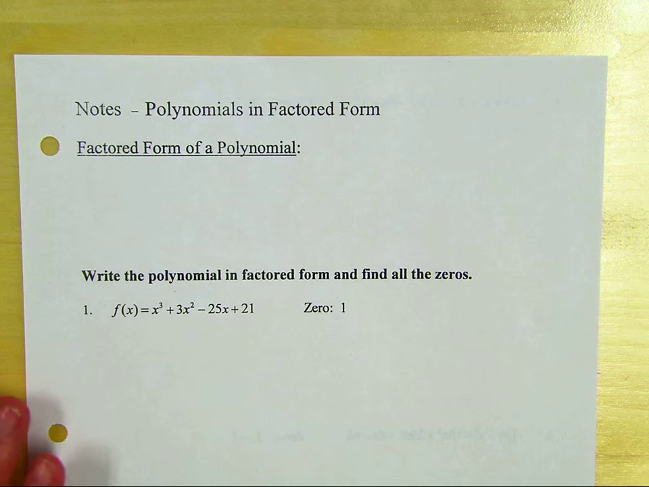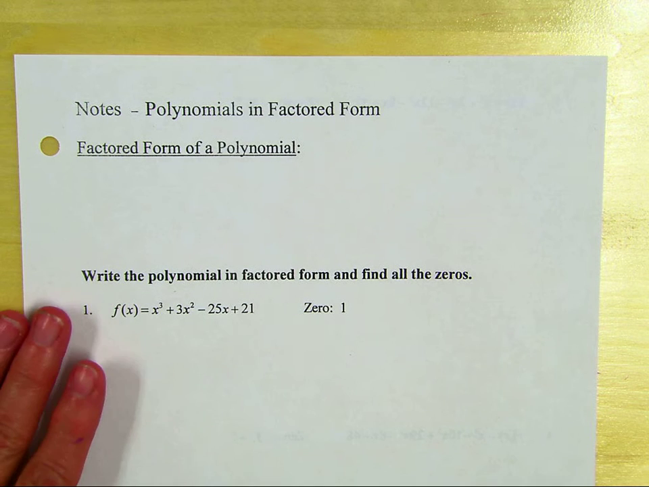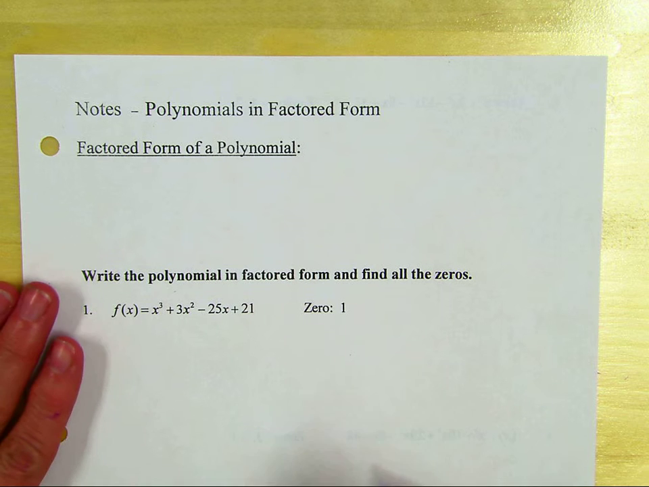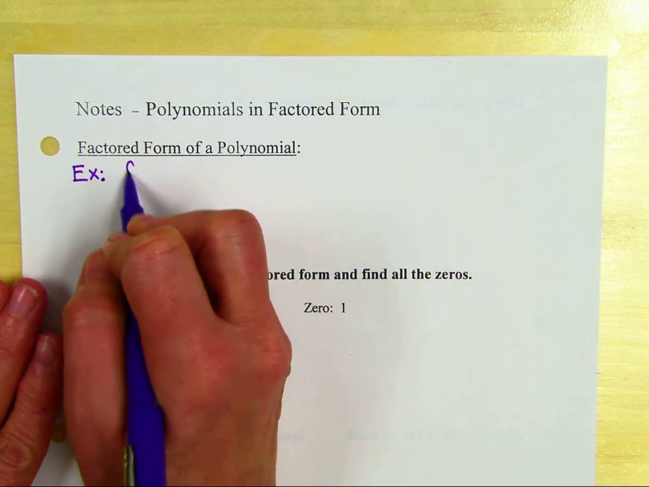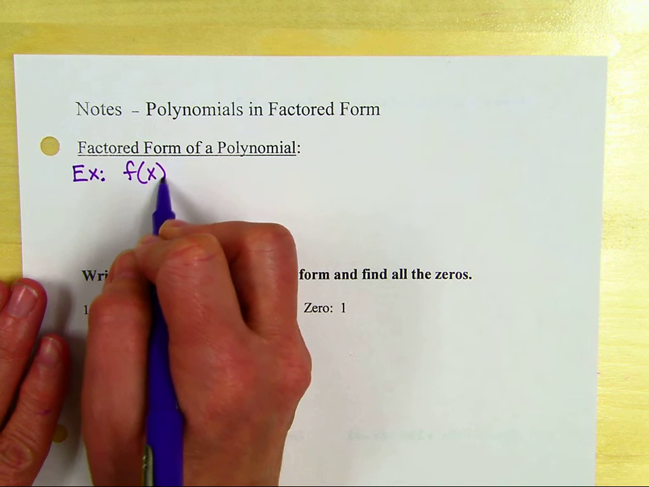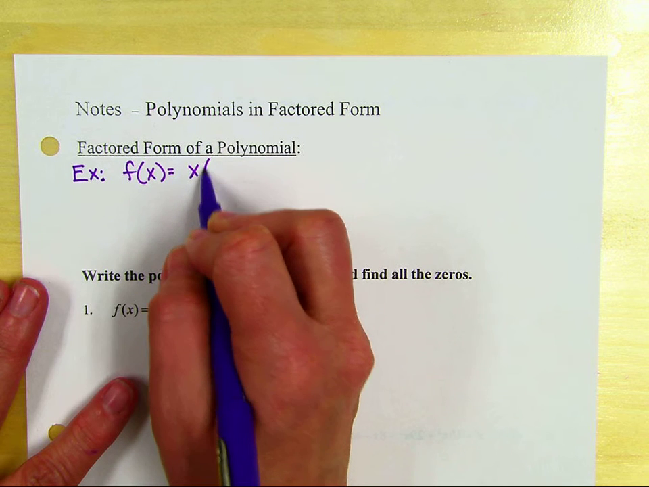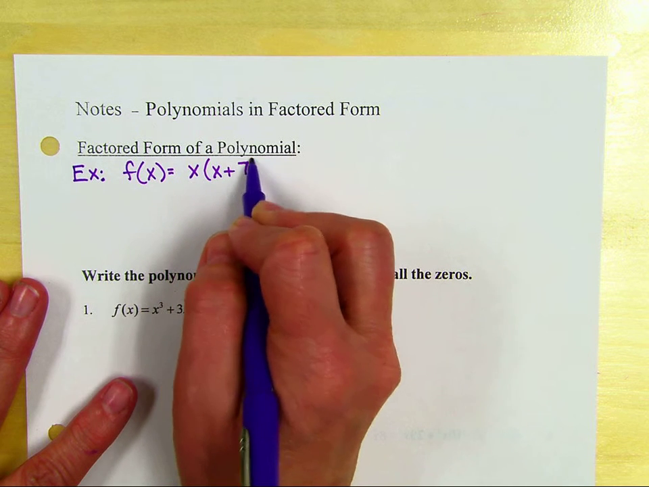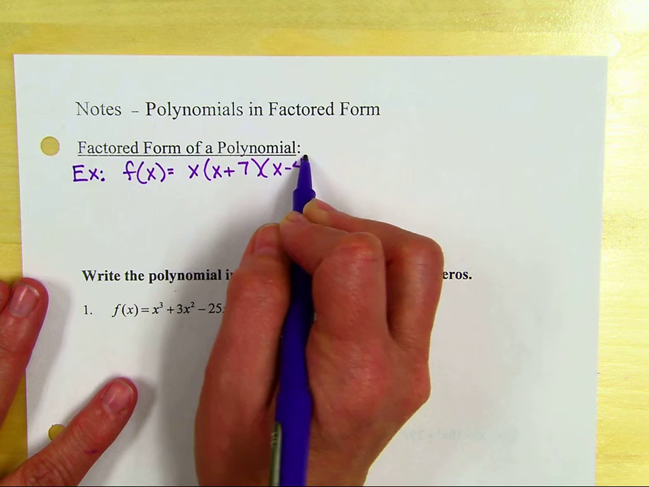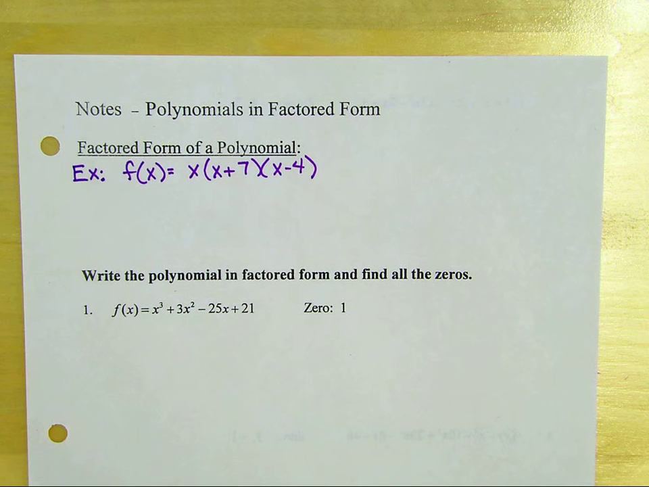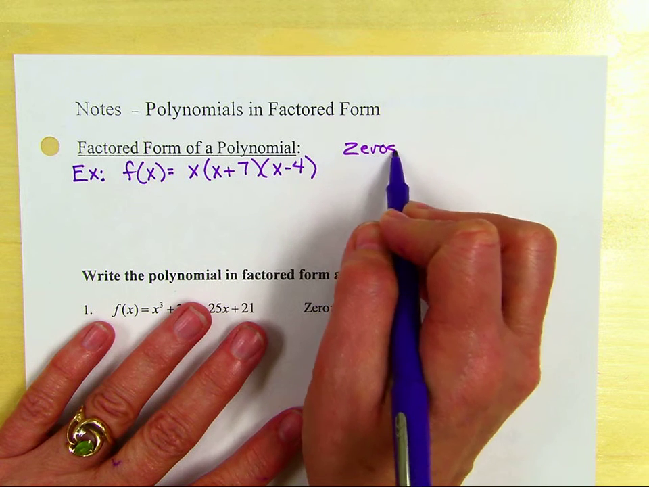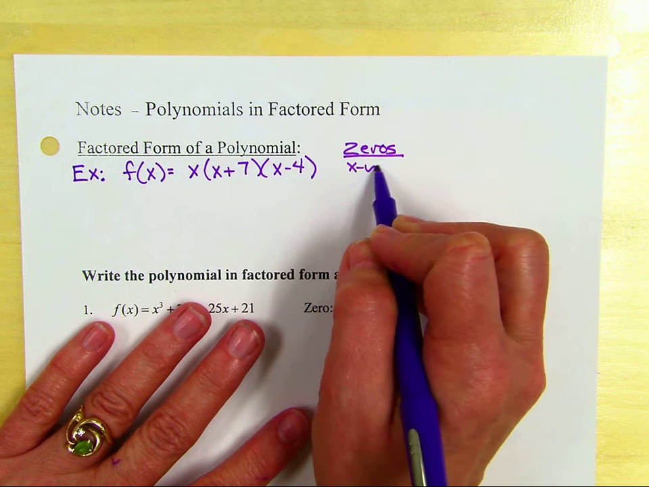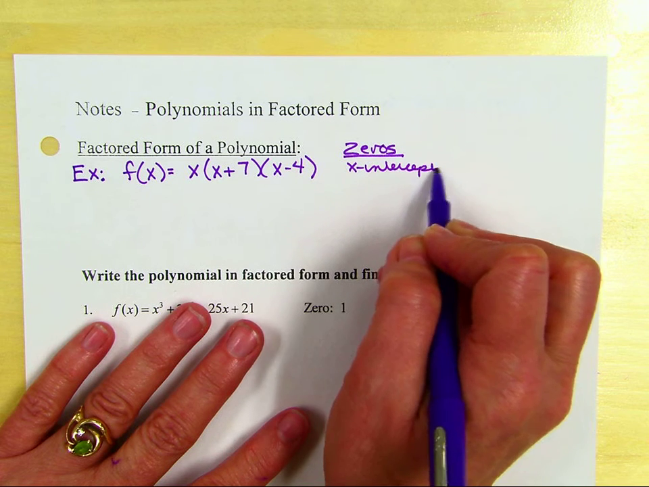All right, so we're going to look at polynomials in factored form. We looked yesterday, I mentioned to you that when you have the factored form of a polynomial, I'm going to go ahead and write one example here, that the whole purpose of factoring is so that you can see what the zeros are. Those zeros are the x-intercepts.